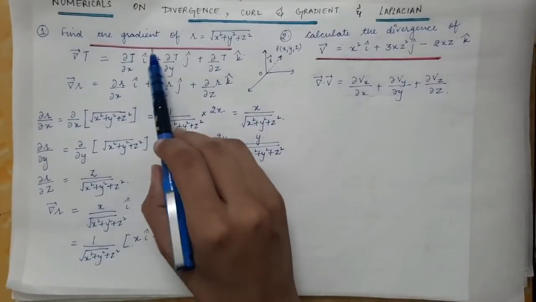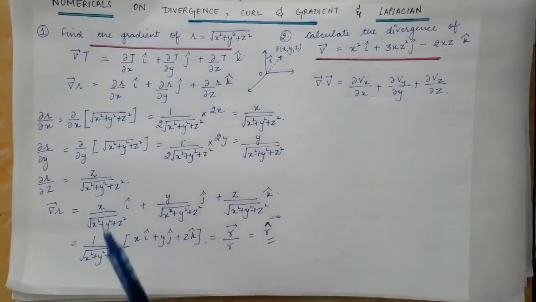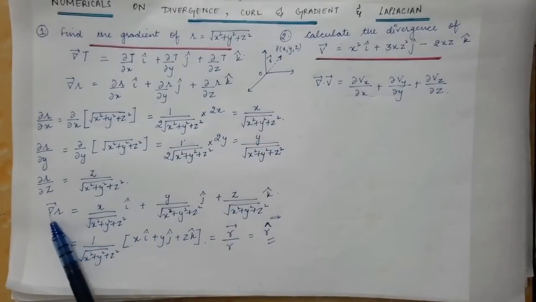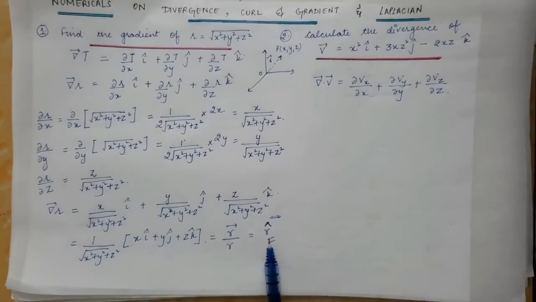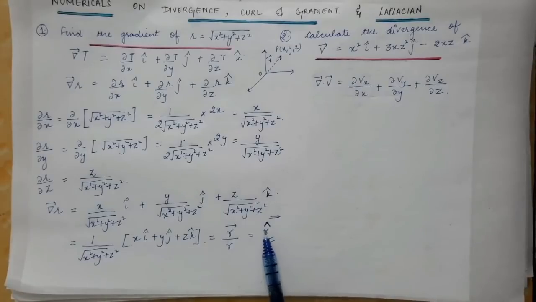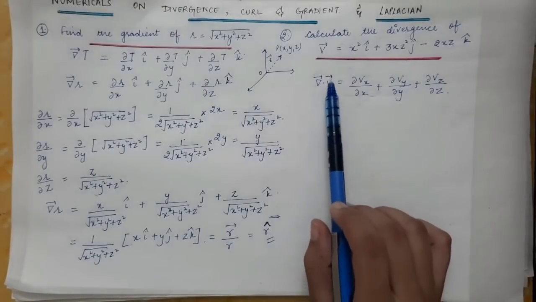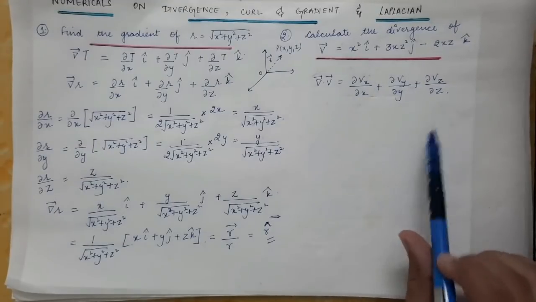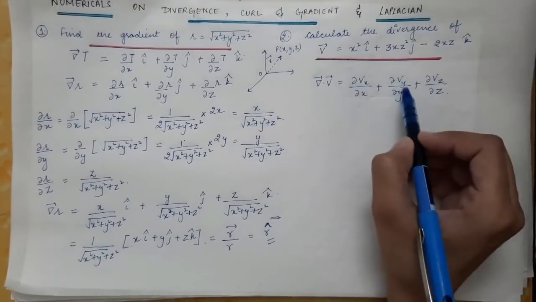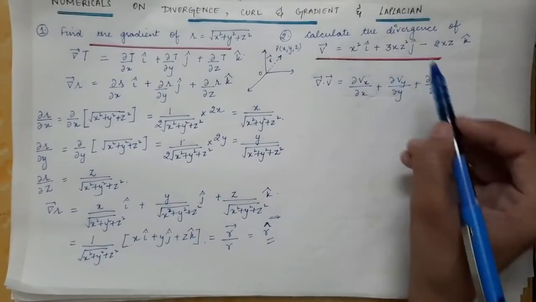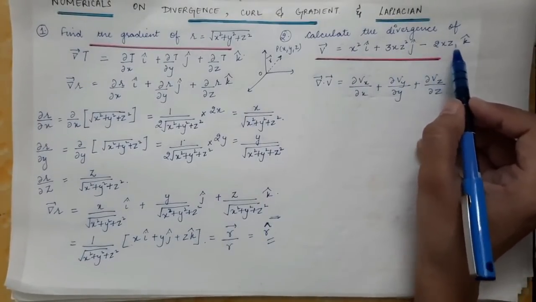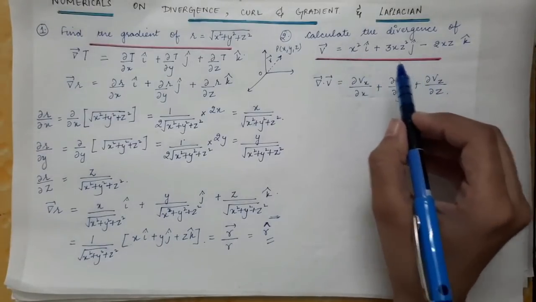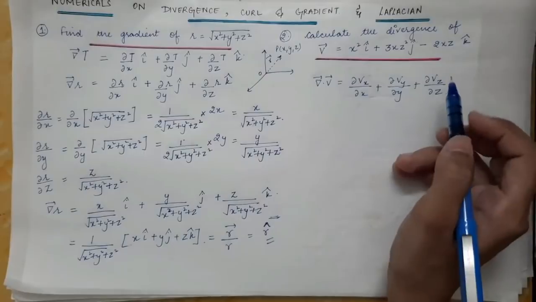Now the gradient of a scalar function always comes out to be a vector quantity, and we have seen over here also that the gradient of a scalar function came out to be r cap, which has magnitude equal to 1 and direction r cap. So gradient of a scalar function is a vector quantity, and divergence of a vector field is a scalar quantity, and its formula is given by this expression. Now vx is x square, vy is 3xz square, vz is minus 2xz. So we will put the expressions for vx, vy and vz.